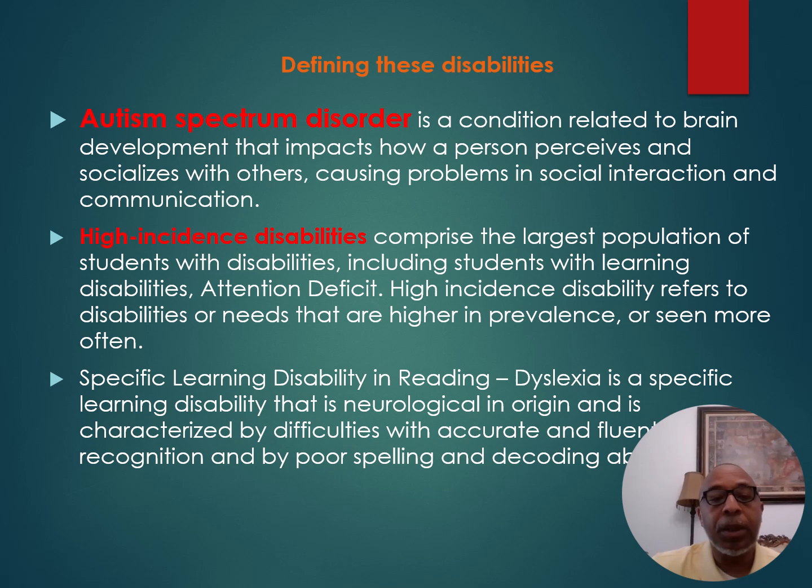Specific learning disability in reading. This is the third one that I'll talk about a little bit more as we get into the presentation. But reading also focuses on dyslexia. And dyslexia is a specific learning disability that is neurological in origin and is characterized by difficulties with accurate and fluent word recognition, poor spelling, and decoding.